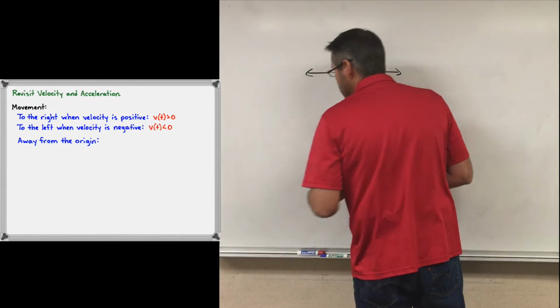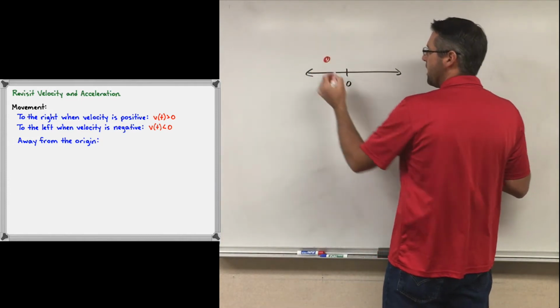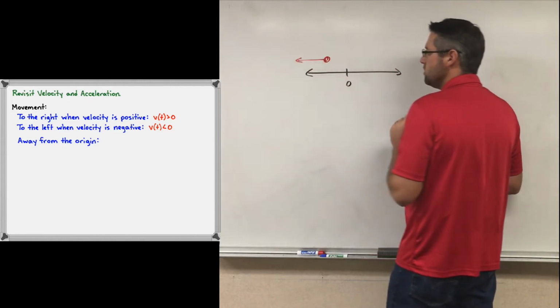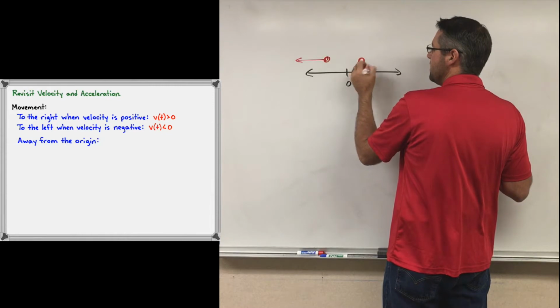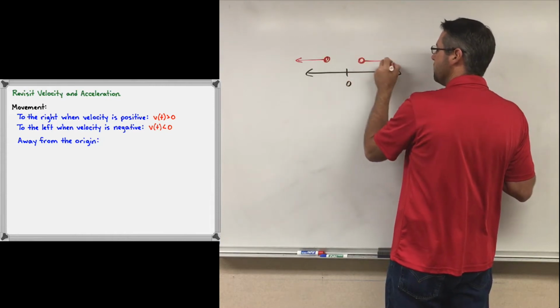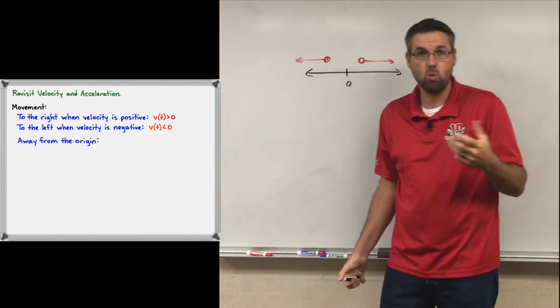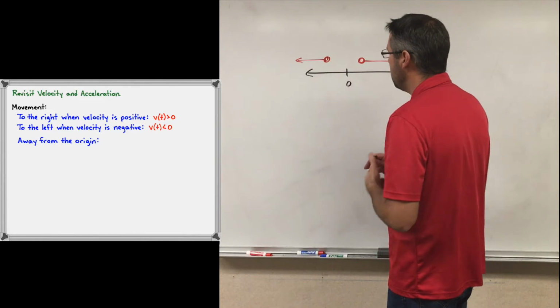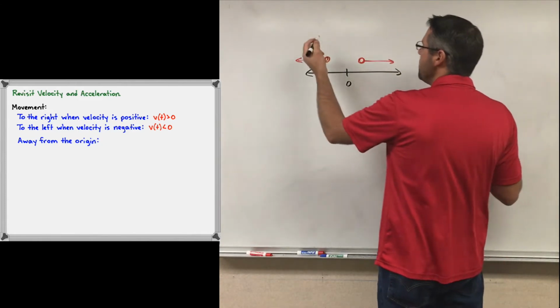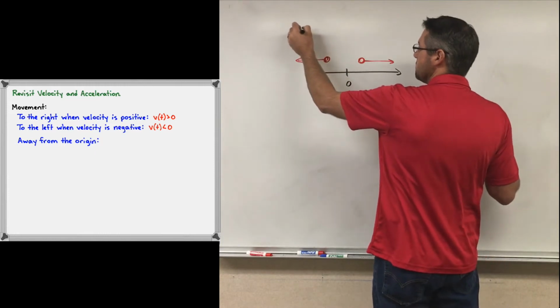Well, if I'm standing on this side of the origin, how do I move away? I have to move to the left. And if I'm standing on this side of the origin, then to move away from the origin, I have to move to the right. So the first question we have to ask ourselves is, where are we at? Which side of the origin are we on? Well, how do we tell which side of the origin we're on? We have to determine the sign of the position function, okay?